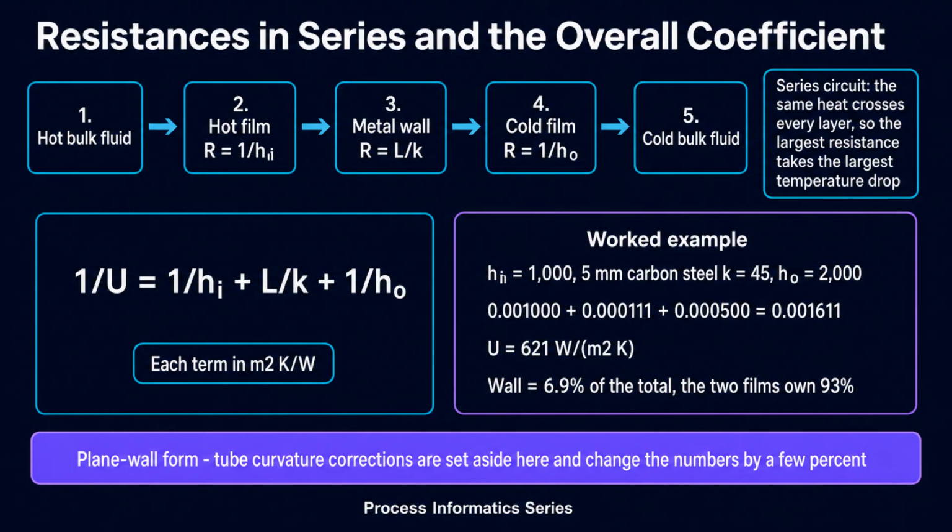The sum is 0.001 plus 0.000111 plus 0.0005, which is 0.001611, so U is 621 watts per square meter Kelvin. The wall is only 6.9% of that. The two thin films own 93% between them.